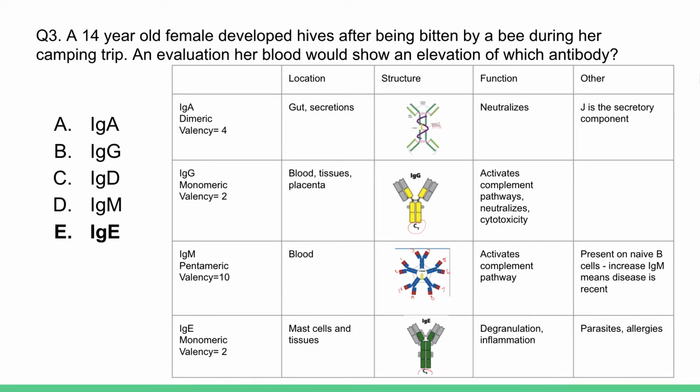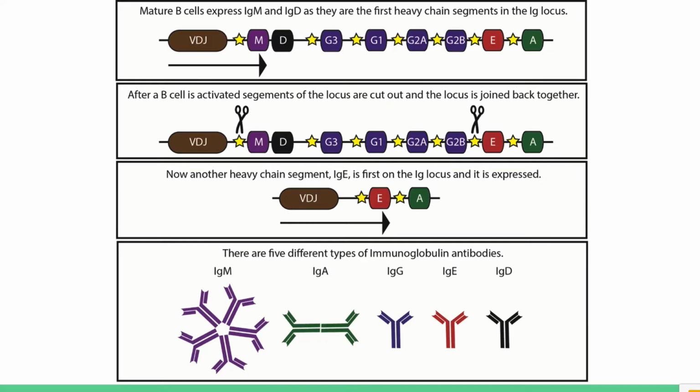Okay, and you can read through these. You can pause and then read through this whole table when you get a chance. Okay, and this just shows you that there is a diversity. We can make IgM, IgA, IgG, IgE, IgD, different types of antibodies, and it involves a lot of recombination, and we'll talk about this in one of the follow-up questions.